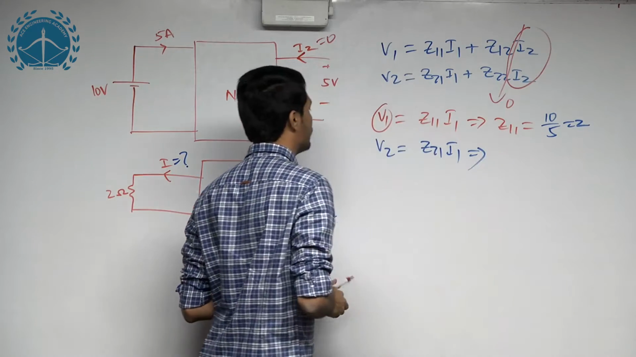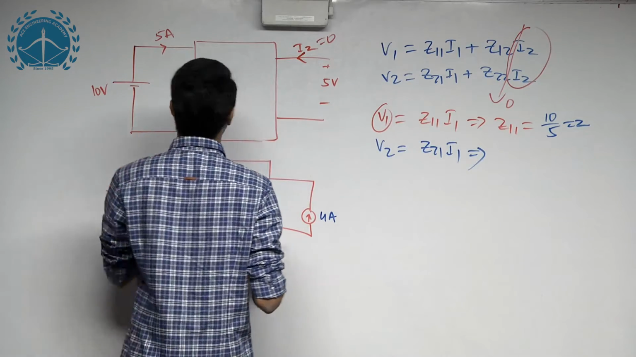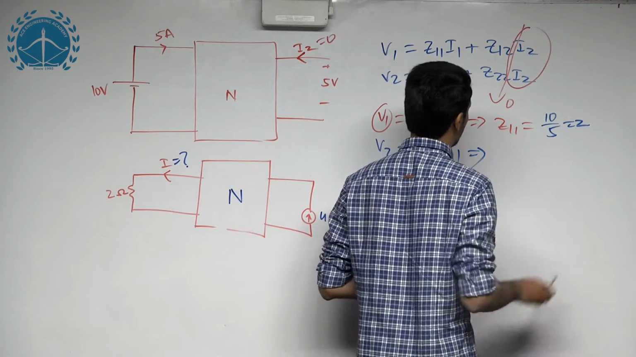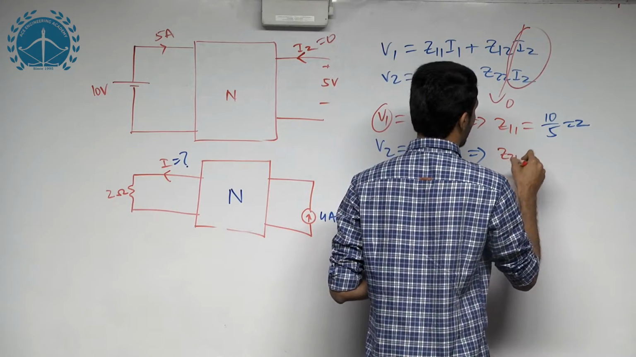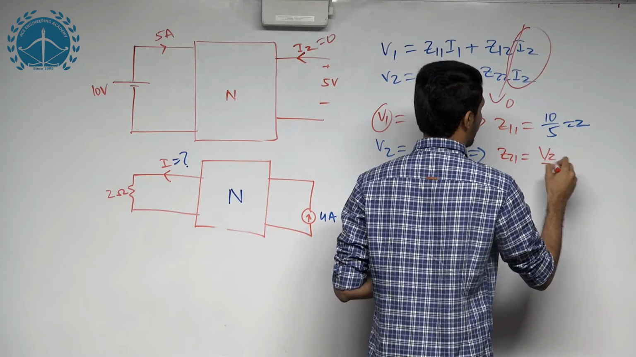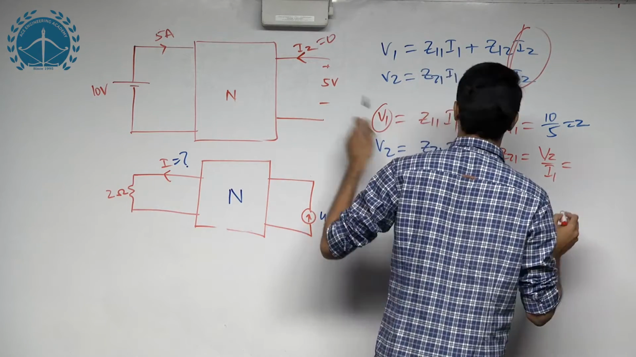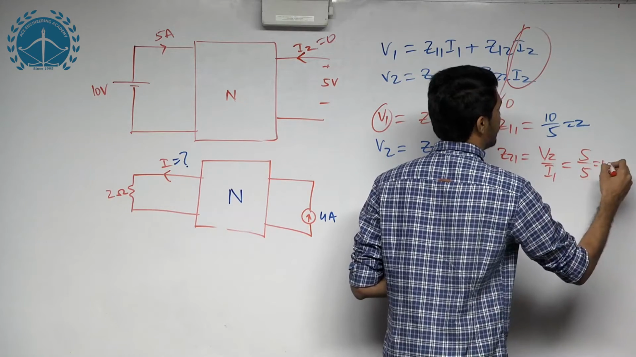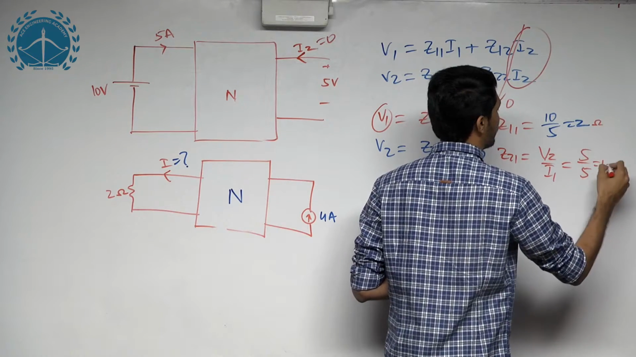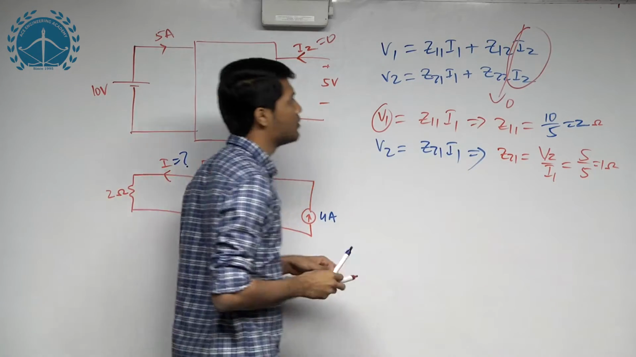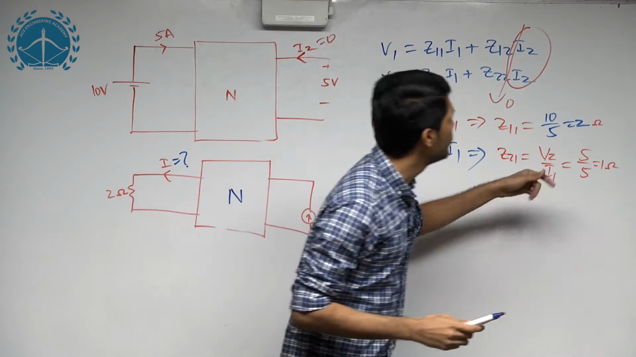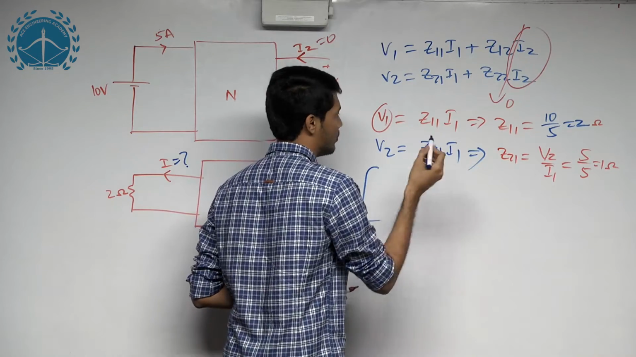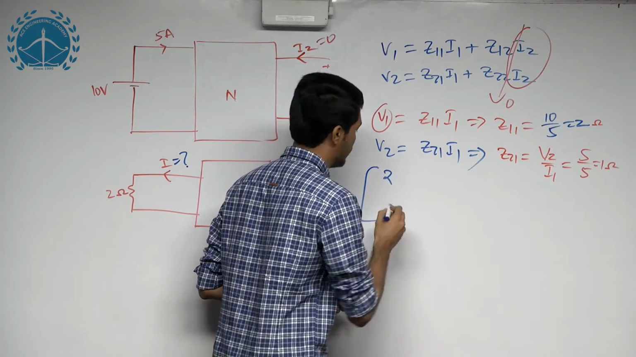Similarly, V2 is equal to Z21 I1, so Z21 is nothing but V2 by I1. What is V2? It is 5 volt, and I1 is 5 ampere, so Z21 is 1 ohm. These are the values of Z11 and Z21 that we got here. So in the matrix, the values are 2 and 1.